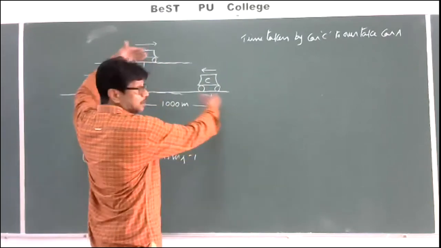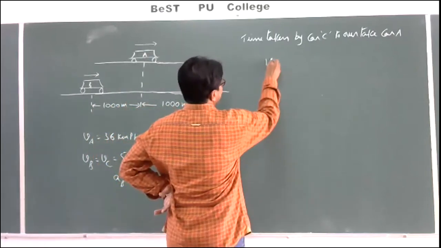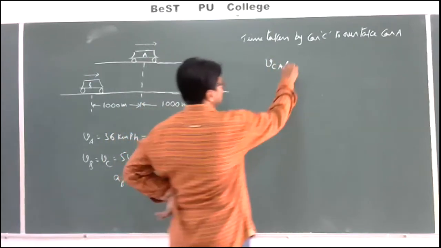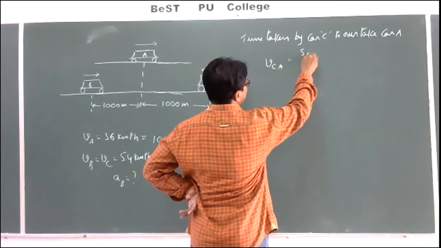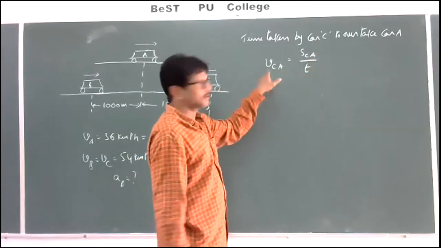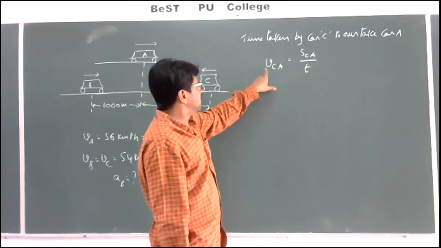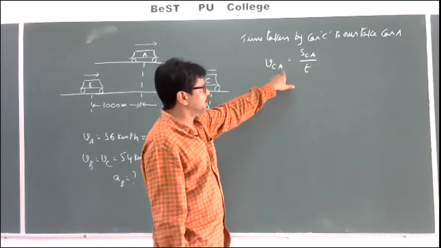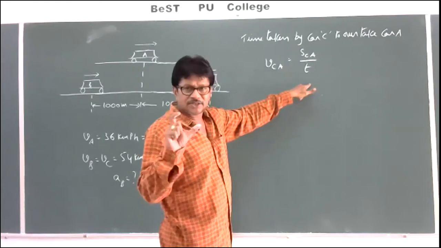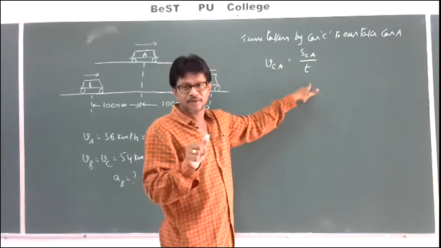So here both are in motion, so relative distance. Then what can I write? Relative velocity of C with respect to A is equal to relative distance traveled by C with respect to A divided by T. Distance by time will give the velocity. Here I am taking the relative distances and relative velocities because both the cars are in motion.